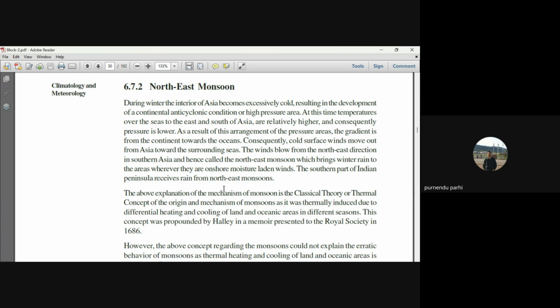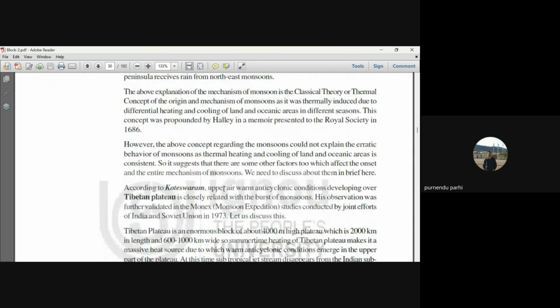The above explanation of the mechanism of monsoon is the classical theory or thermal concept of the origin and mechanism of monsoon, as it was thermally induced due to the differential heating and cooling of land and oceanic areas in different seasons. This concept was propounded by Halley in a memoir presented to the Royal Society in 1686. However, the above concept could not explain the erratic behavior of monsoons, as thermal heating and cooling of land and oceanic areas is consistent.